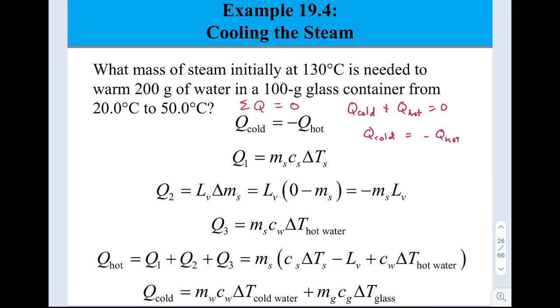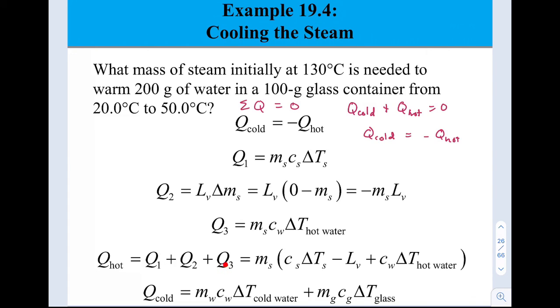In this process, the steam undergoes three processes. First, a decrease in temperature to 100 degrees Celsius, because it starts from 130, so at least it needs to cool down to 100 degrees Celsius, which is Q1 as the first process. Then the steam undergoes condensation into liquid water, which is Q2, condensation. And finally a decrease in temperature of the water to 50 degrees Celsius. So Q1, Q2 and Q3 are the processes for the Q hot, which is for the steam.